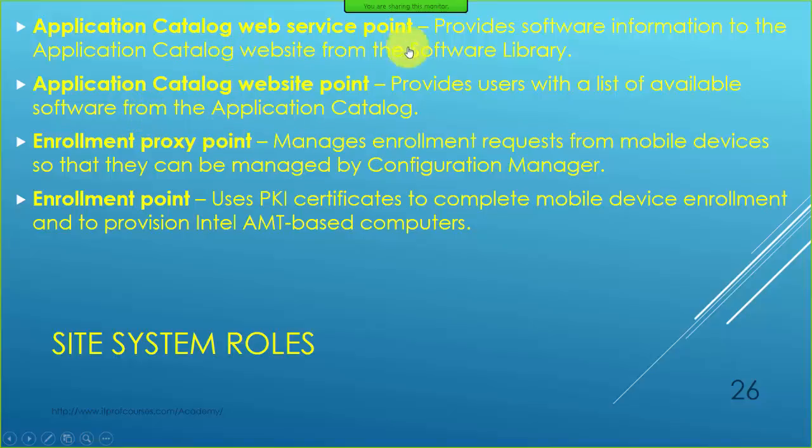So it has to be created, the software has to be packaged, the software has to be perfectly tested for the user machines, user environment. Okay, application catalog website point, there's a service point, and then there's a website point. Provides users with a list of available software from the application catalog. Enrollment proxy point, these are both, one is a server, one is a service.